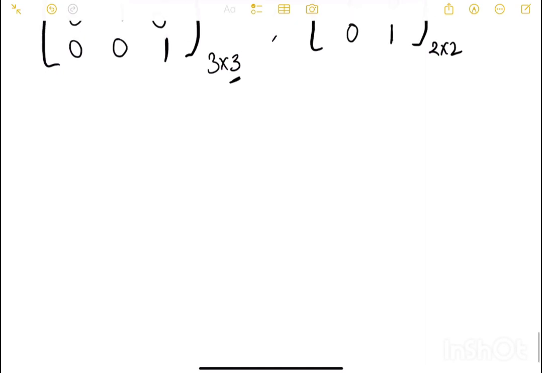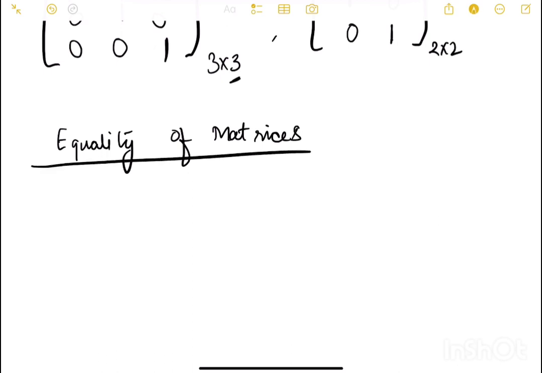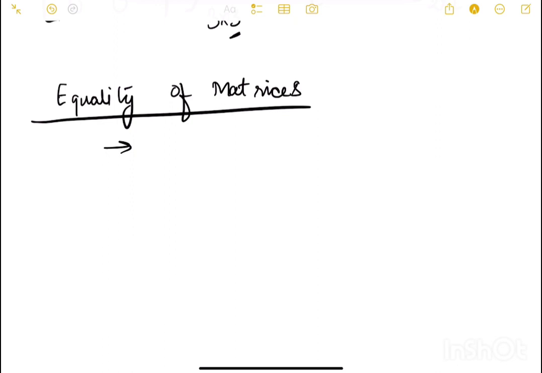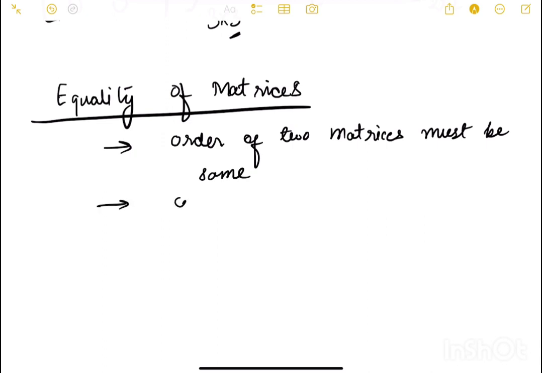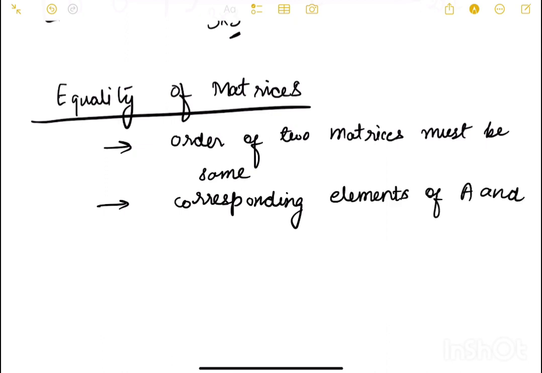So the final thing that comes to mind is: when are two matrices equal? That is, equality of matrices, when do we talk about it? The major important thing is that the order of two matrices must be the same, and the corresponding elements of A and B must be the same. Now what do I mean by this?